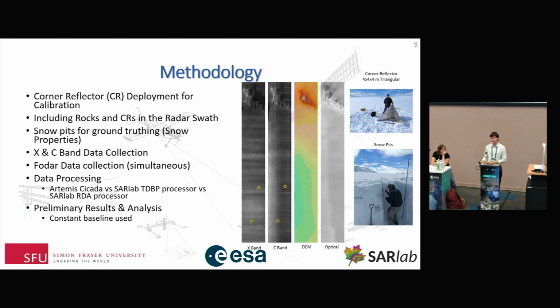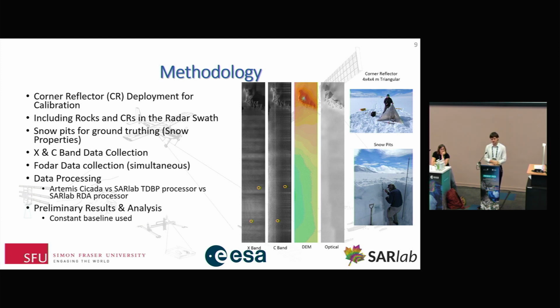We've also included exposed rock in the scenes because eventually we want to not have to deploy corner reflectors, because that's a lot of work. We can't do that with the radar in the plane, so that involves separate trips out to deploy these. And it means that there's only certain areas that we can go because the plane has to be able to land.